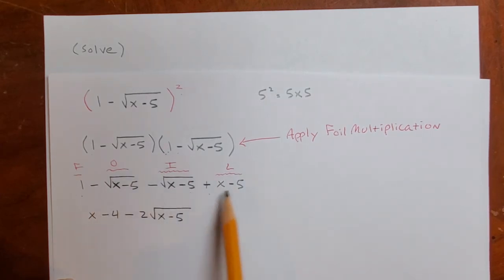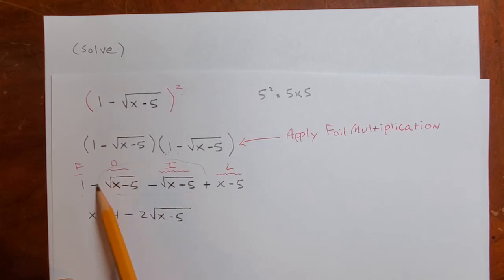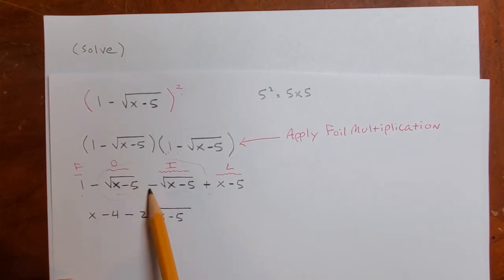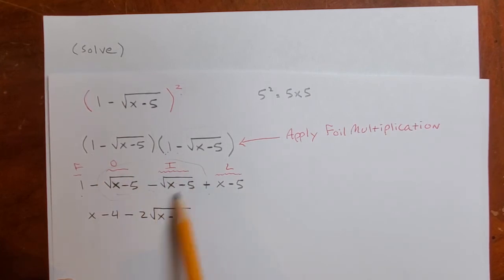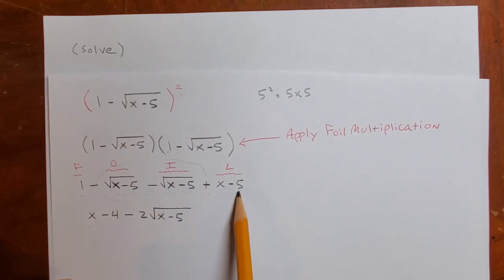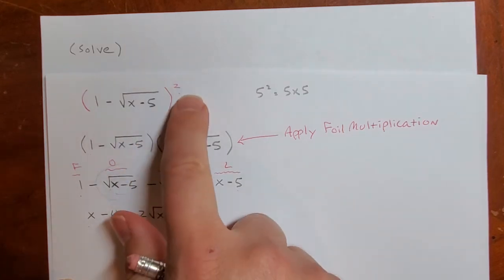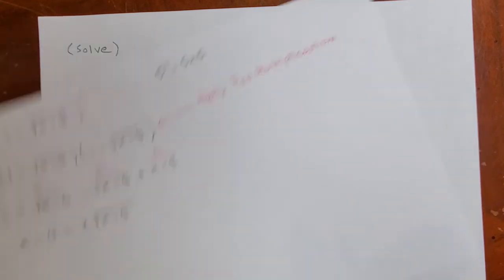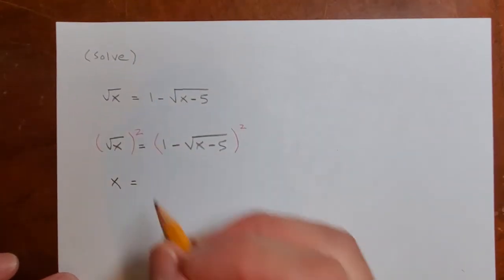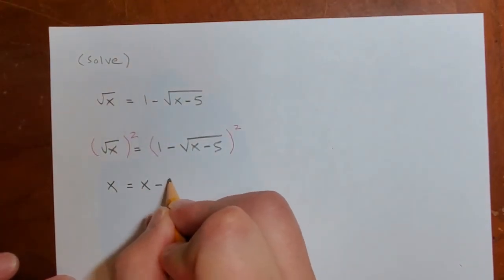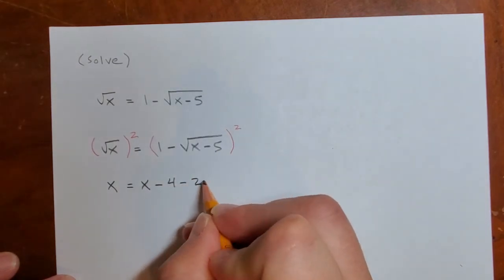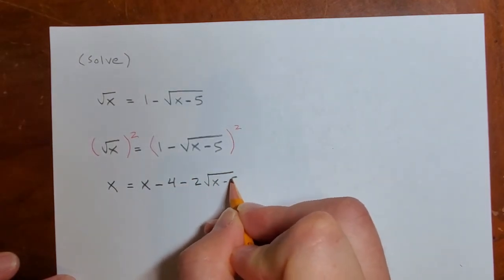And then is there anything we can combine? These are like terms. Negative 1 root x minus 5 minus 1 root x minus 5 would be minus 2 root x minus 5. And then I'll get the x. And I have a 1 and a negative 5, which is negative 4. Okay, so that's what I'm going to get applying the square to that right-hand side. Let's write that down and see where we can take it from there. I'll get x minus 4 minus 2 root x minus 5.